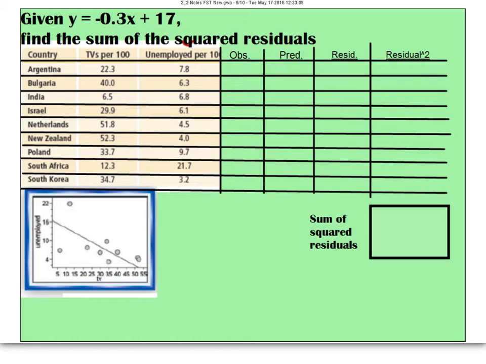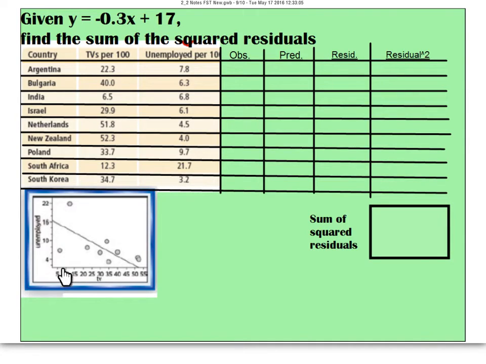So what someone did is they gathered some data about various countries, and they asked how many TV sets were owned for every 100 people. For example, in Argentina, out of 100 people, there were 22.3 TV sets. In the Netherlands, there are 51.8 TV sets per 100 people. Then they asked, what is the unemployment rate per 100 people? In Argentina, out of 100 people, 7.8 don't have a job. In the Netherlands, 4.5 out of 100 people didn't have a job.